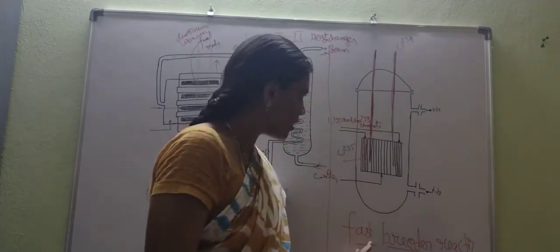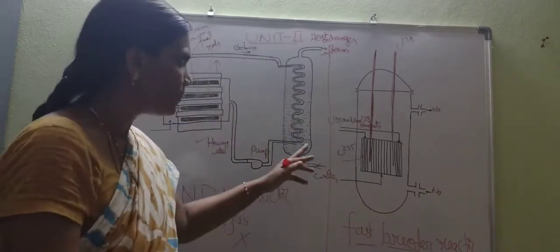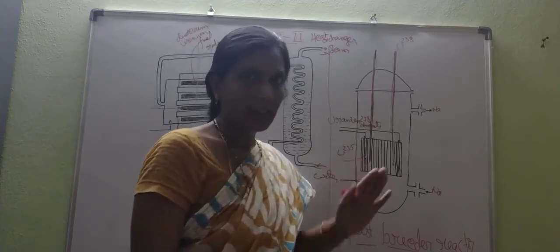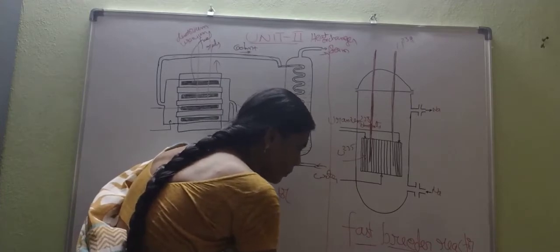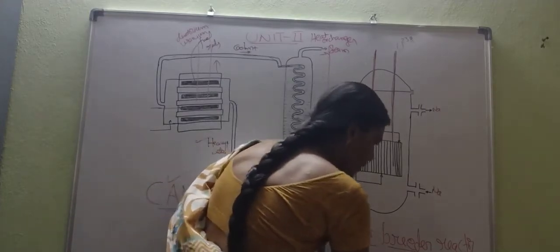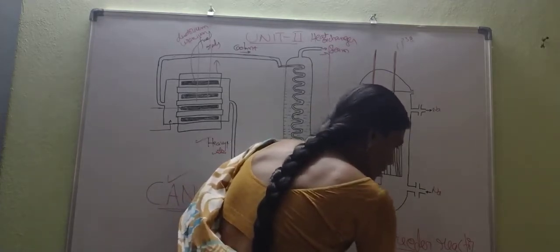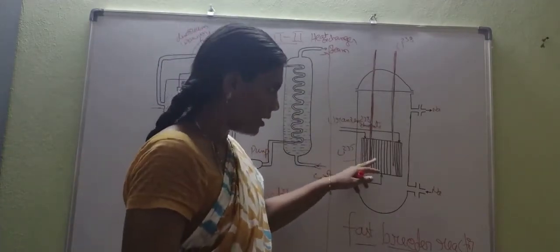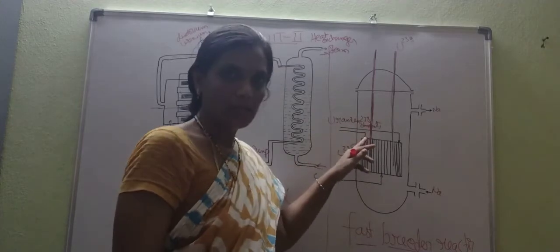Why is it called a fast breeder reactor? Actually, what happens? Uranium-235 is bombarded with a neutron. It will give 2 heavy nuclei plus 3 neutrons. These 3 neutrons will further react with the uranium-238 blankets also.